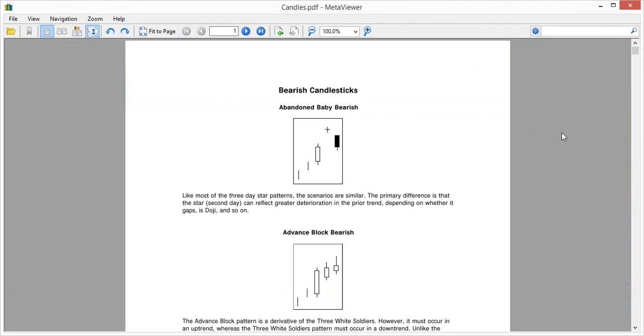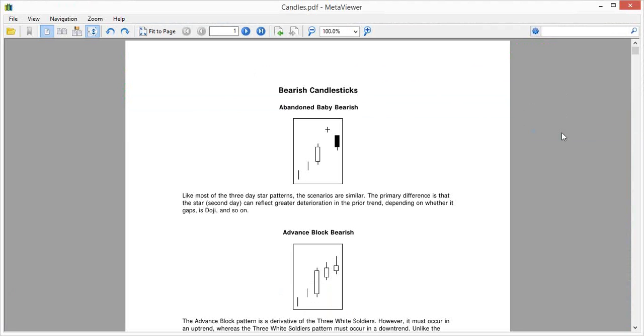So I'm going to give a detailed description now of all of these formations. The first one we're going to begin with is called an abandoned baby bearish. Now sometimes they will be given different names. The main thing is to recognize the pattern.